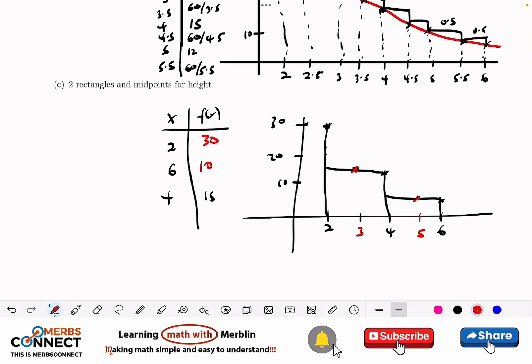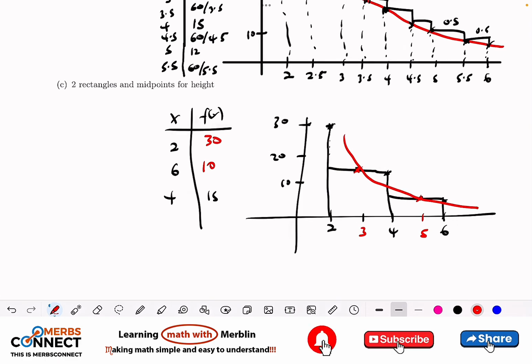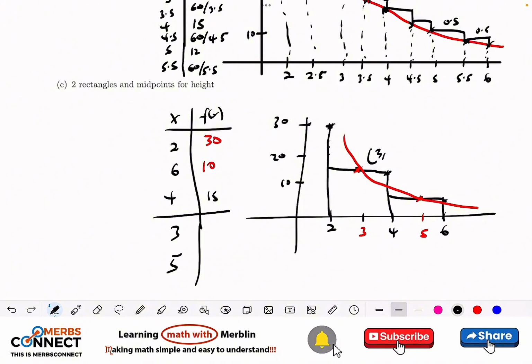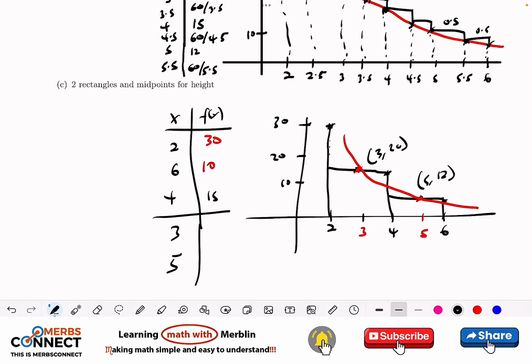So here what we are looking for is the graph that goes through the midpoint, right? So this is what we need to do. Since we are using the midpoint, let's look at the coordinates for the midpoint, 3 and 5. So what will it be at 3? When I divide 60 by 3, I'm going to have 20. And when I divide it by 5, I'm going to have 12. Right. So now this is what we are getting.